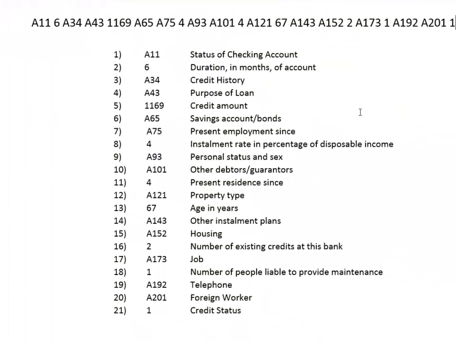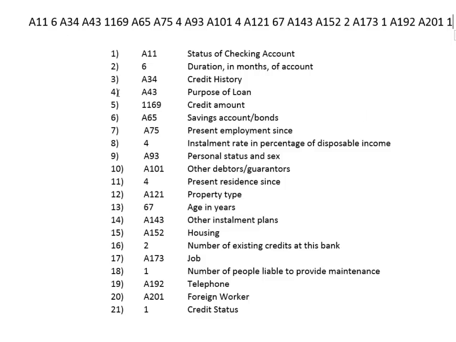I'm going to explain how to interpret this data. Each of these numbers represents a unique value for each category. Some of them are simple numeric values, such as duration in months of account and credit amount. Others are nominal values with associated labels. This allows for the easy storage of information with limited characters. I'll use a few examples to explain this method.